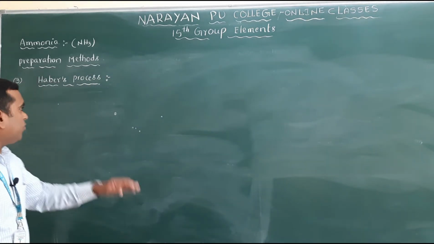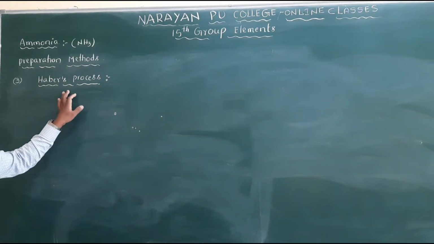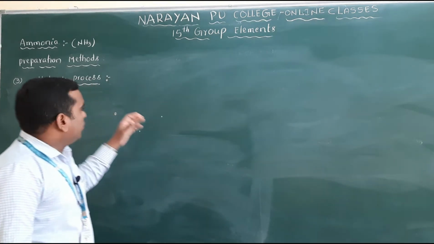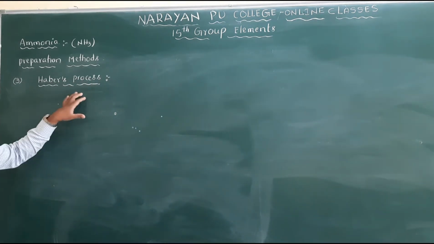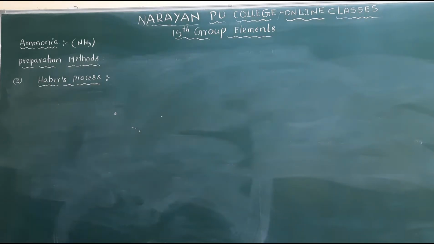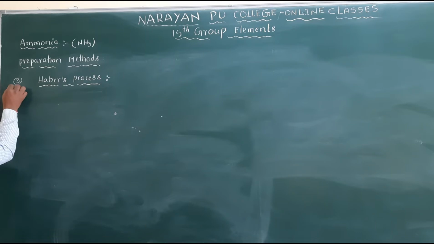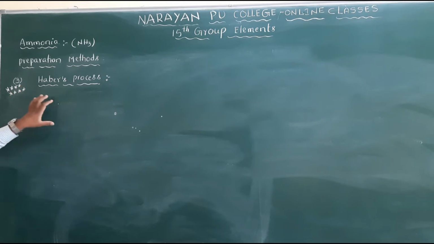Next, preparation of ammonia is by using the Haber process. Ammonia is manufactured on a large scale, synthesized by using this Haber process. Very, very important for your PU examination. Among these preparations, only this will come in the PU examination, for a 3 marks question.